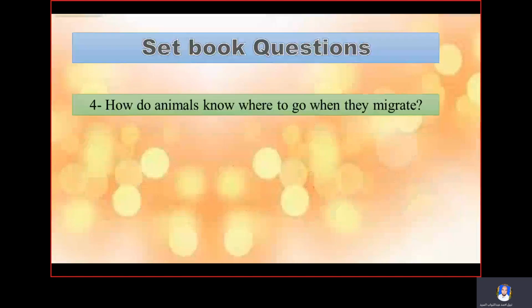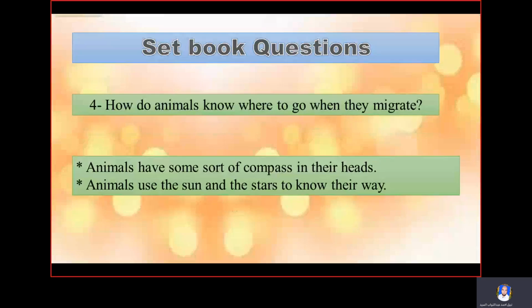Fourth question. How do animals know where to go when they migrate? Animals have some sort of compass in their heads. Animals use the sun and the stars to know their way.